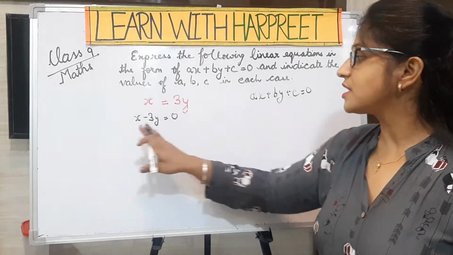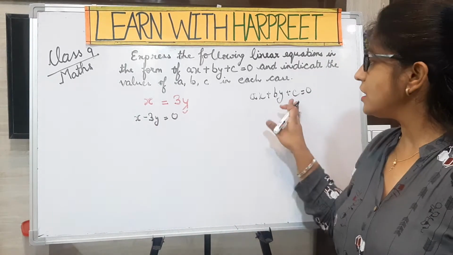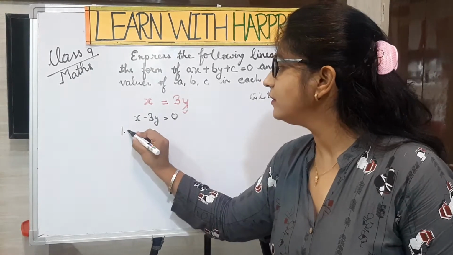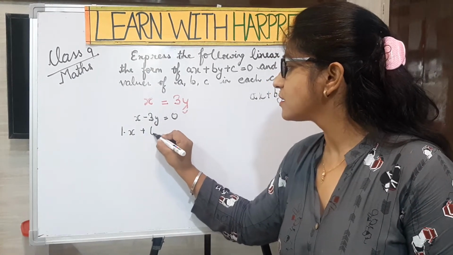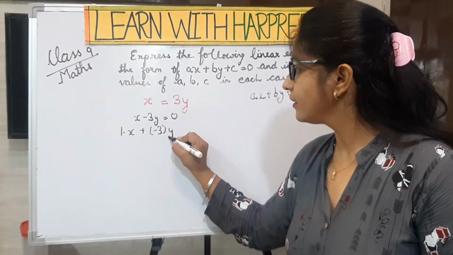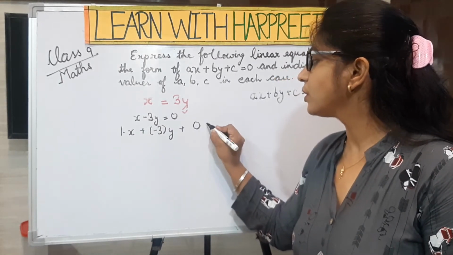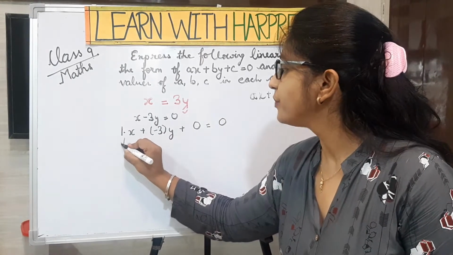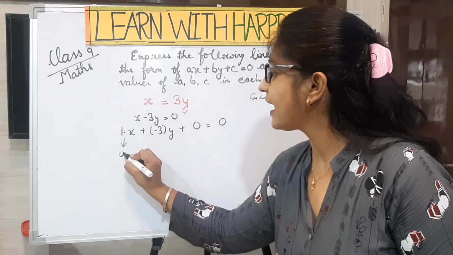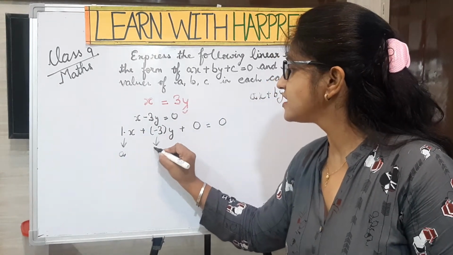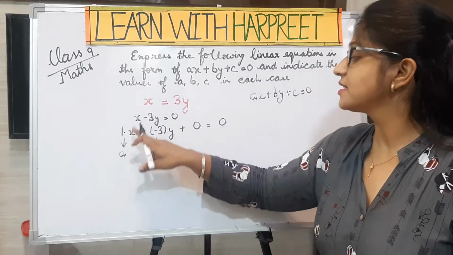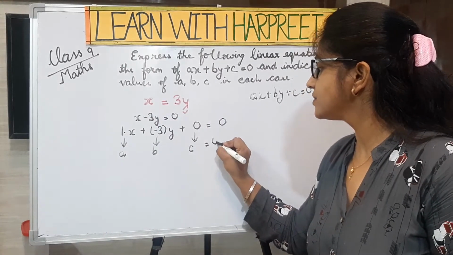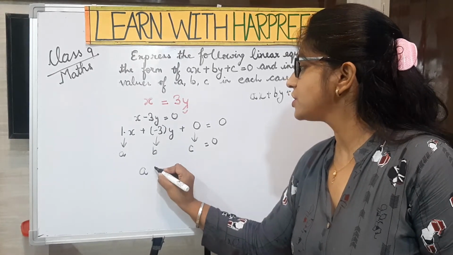See, now it is somewhat similar, can you see? Now if you have to convert this into this form, what will you do? You will write here 1x plus minus 3y plus 0 is equal to 0. Yes, children? So when we compare it with this equation, we get a as 1 and this as b, because it is in the form of ax plus by plus c. And this will be our c is equal to 0. So that is how we get the equation.